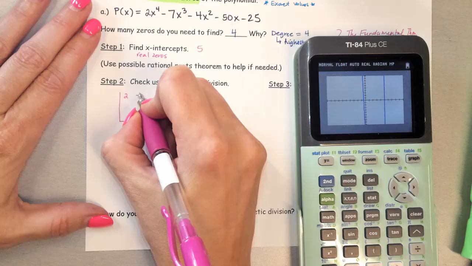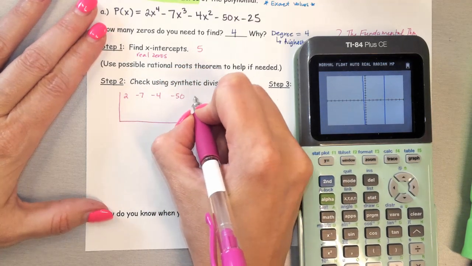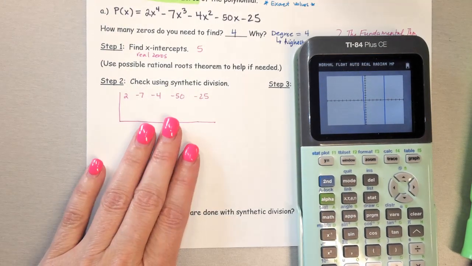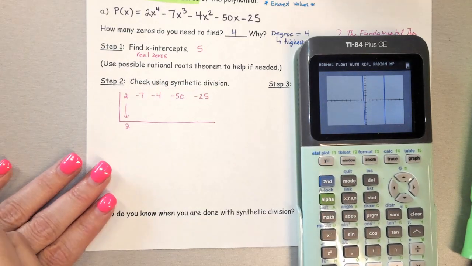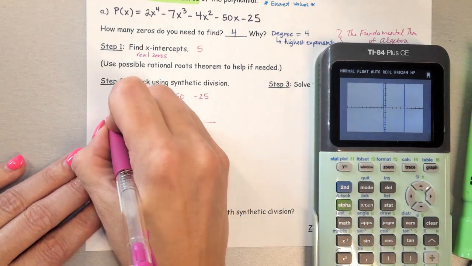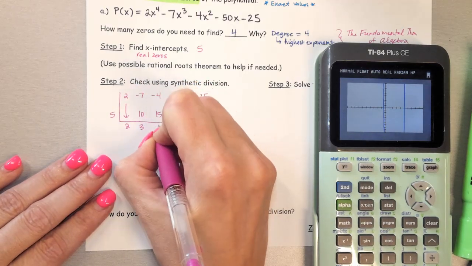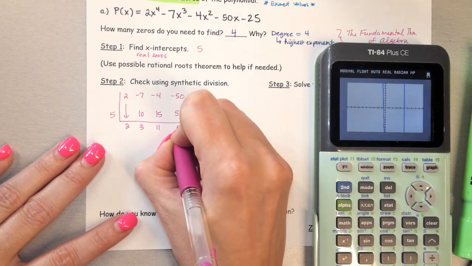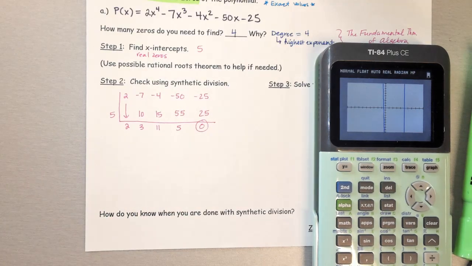So I have 2, -7, -4, -50, -25. Again, I want to encourage you to use the space you need to succeed, because if we scrunch some numbers together, sometimes we read them as one number, so we want to avoid that. Okay, we'll multiply, we'll add, and if we did it correct, we should get a 0 as the remainder.